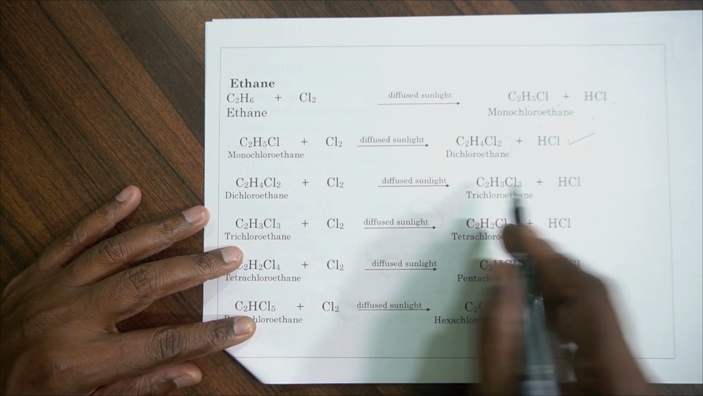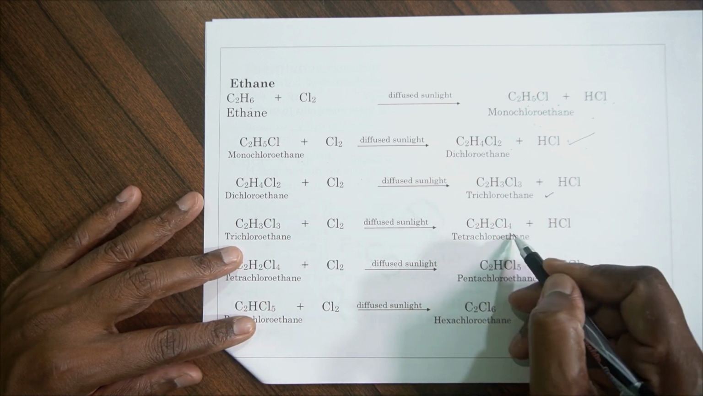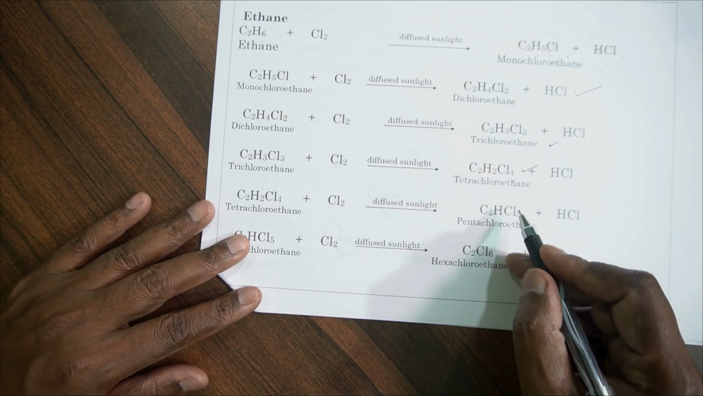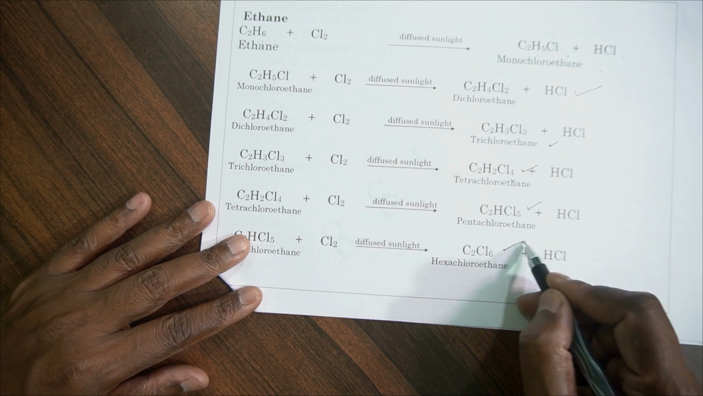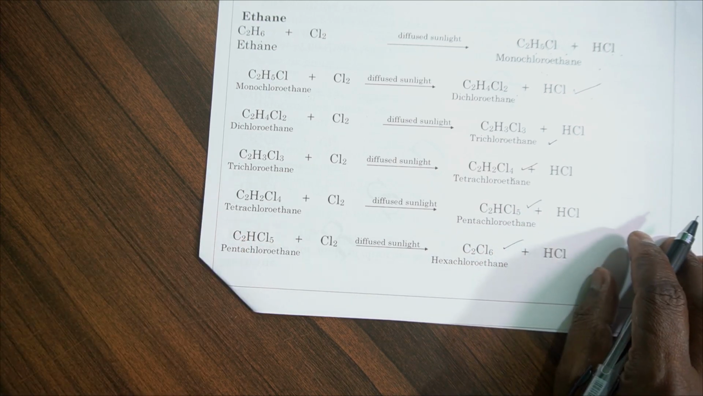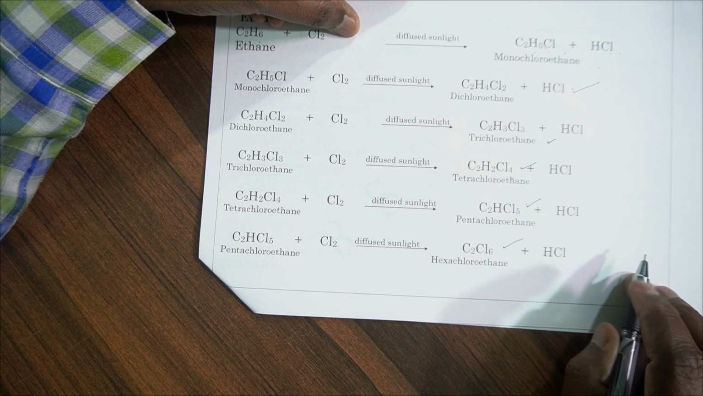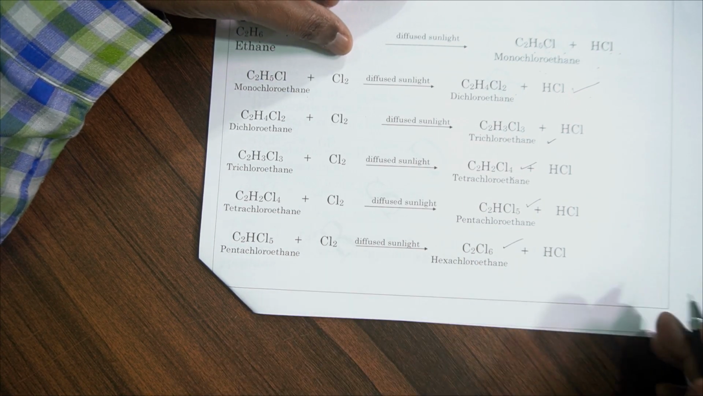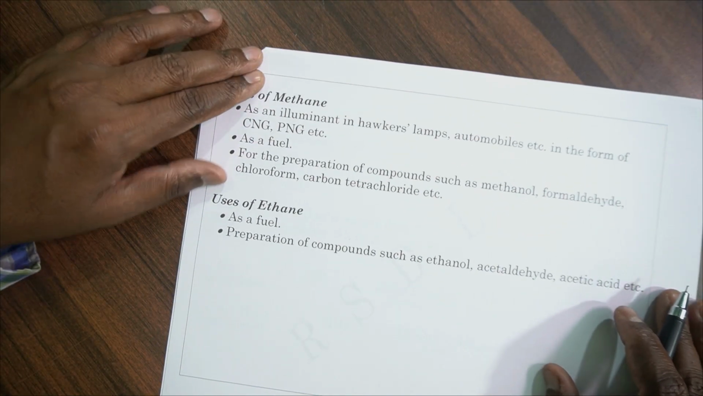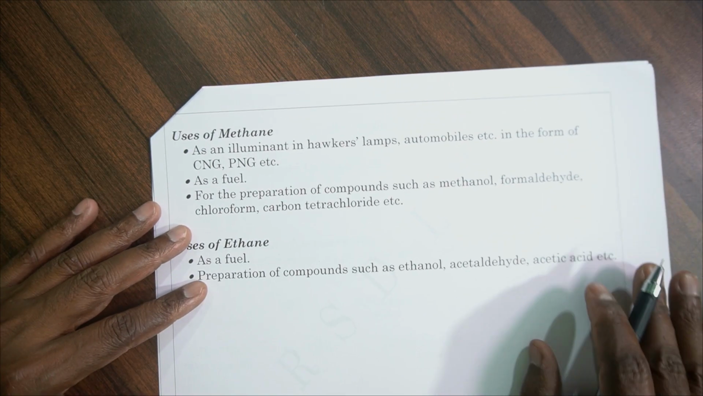So you have the trichloroethane, then it will become tetrachloroethane, and then you have pentachloroethane and hexachloroethane. Last, until all the hydrogens are removed, one after the other, they will all be removed. Now you may add up and get a combined reaction also. That is about the reactions of methane and ethane, substitution reaction.